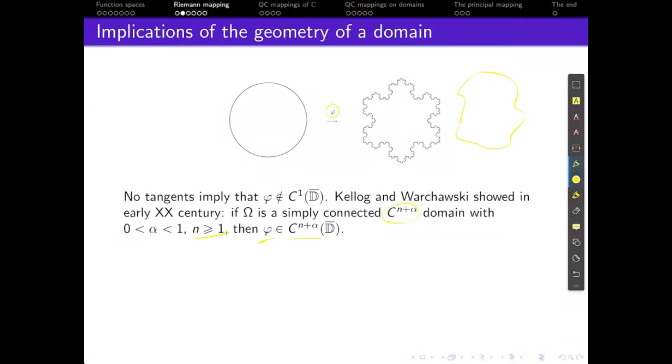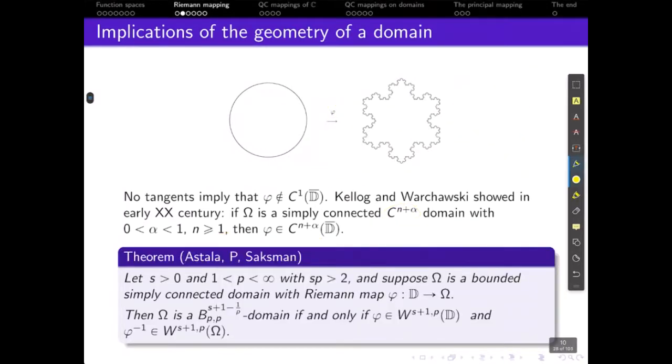And what we wonder in this work is what happens with the Sobolev scale. Can we grant that somehow? Can we characterize when the Riemann mapping is in the Sobolev scale? And here is the theorem. This is joint work with Kari and Eero. Let's take a smoothness s greater than 0, p between 1 and infinity, and in the supercritical regime. Now suppose that omega is a bounded simply connected domain with Riemann mapping phi.